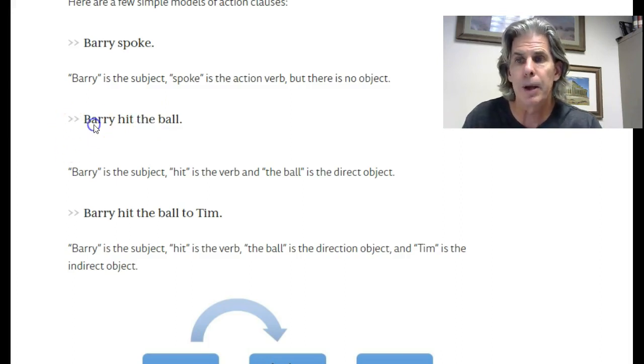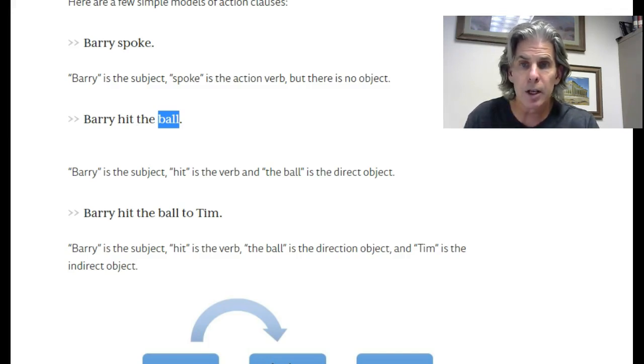Okay, so Barry is a noun, hit is a verb, ball is a noun. Barry is acting as the subject, hit is acting as the verb, the ball is acting as the object. That's what they're doing. Okay, talking about the same words from different angles. That's what we do with chapter 8 and chapter 12. We understand the same basic stuff from different angles.